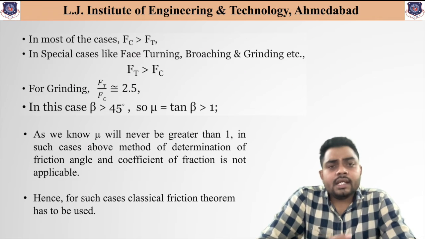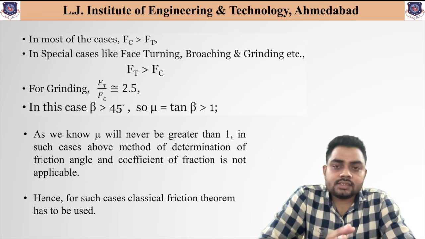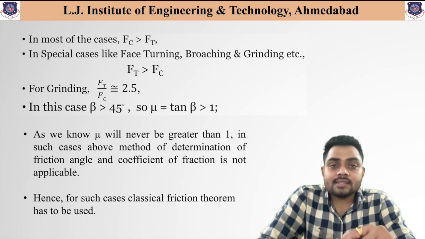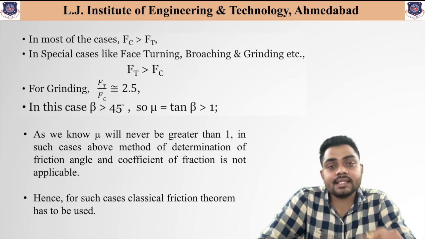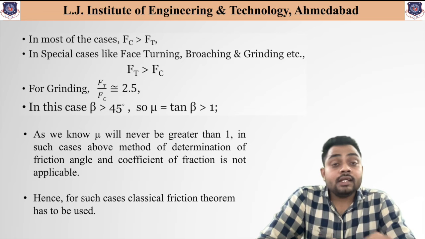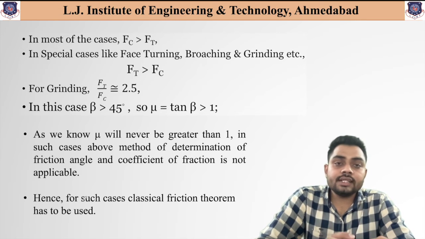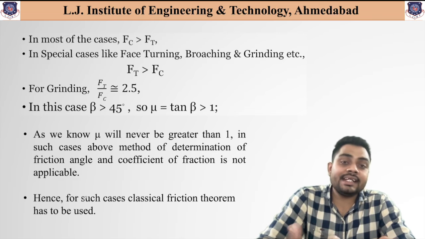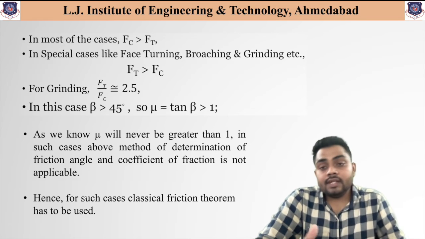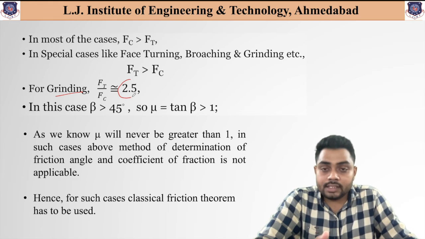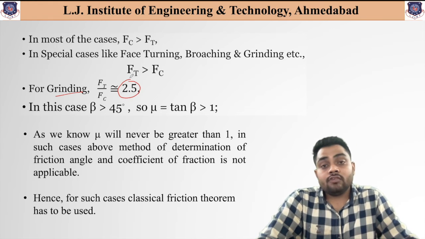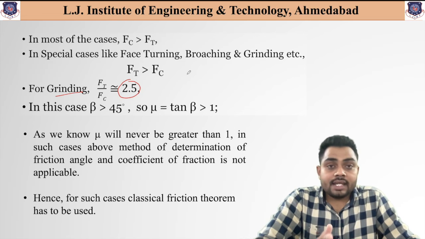Now in most cases the cutting force is greater than the thrust force, but there are certain machining operations in which the thrust force is greater than the cutting force, and due to these particular reasons the ratio of thrust force to cutting force gets higher, greater than 1. So if we take the example of grinding, the ratio is approximately 2.5, and we know that this is Ft divided by Fc.